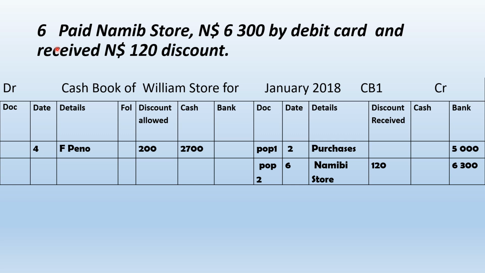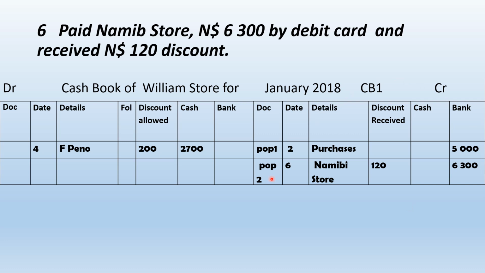One more example. Number 6, or the date 6, or on the 6th. Paid Namib Store 6,300 by debit card and received 120 discount. Again, we were owing Namib Store maybe, or the reason why we paid Namib Store is not clear. Therefore, we are going to write in details Namib Store. But now this transaction, is it going to the debit side or credit side? Now if you look at it, we paid, so money is going out of the business, and we said when money is going out of the business, credit side.